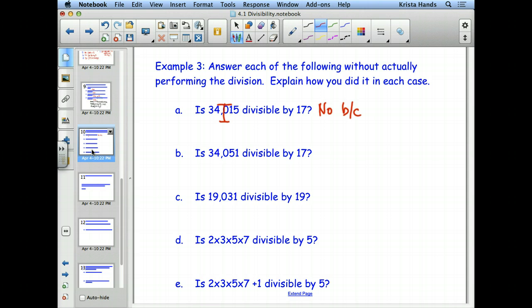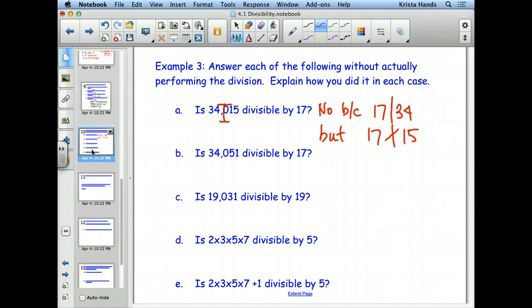Because, and I've been avoiding it, but I think I need to use the notation so you can see me use it, 17 divides 34, right? That's how you read that. 17 divides 34, but 17 does not divide 15. That's what we said in notation.